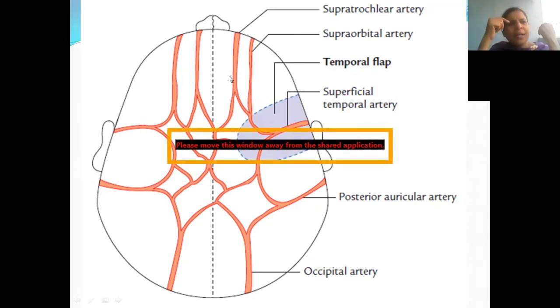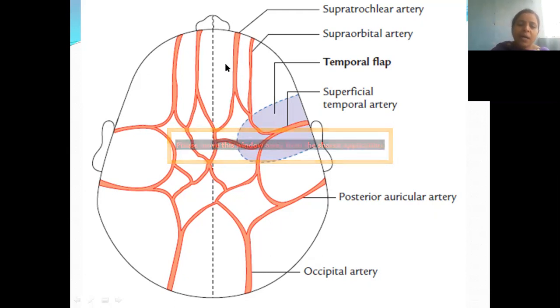The internal carotid artery actually supplies the ophthalmic artery. That ophthalmic artery's branches come and enter into the scalp via the orbit like this. That's how it gets entry. The internal carotid artery branches are supratrochlear and supraorbital. Remaining all are external carotid.